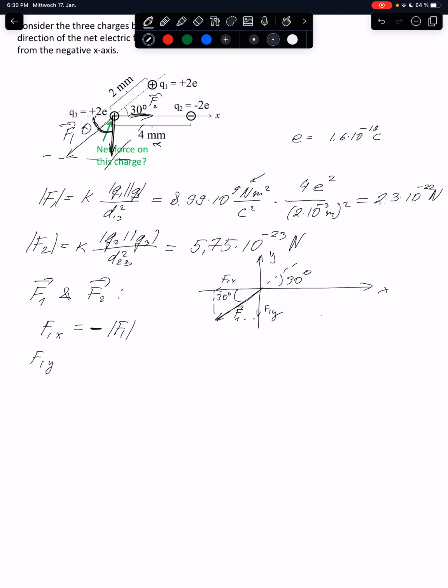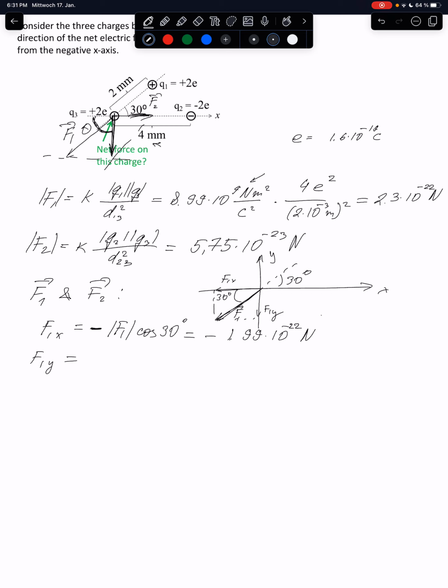And now I need to find if it is the cosine of this angle of 30 degrees or the sine of this angle. In this case, it's cosine. Why is it cosine? Because this is the hypotenuse and this is the adjacent side. Therefore, I use cosine of 30 degrees. I substitute the numbers to obtain the result here. It will be minus 1.99 times 10 to the negative 22 newtons.